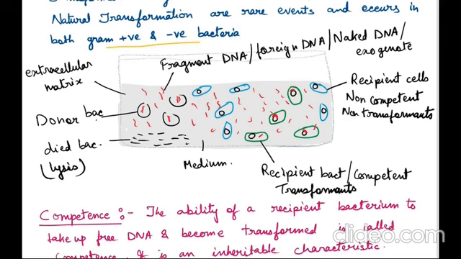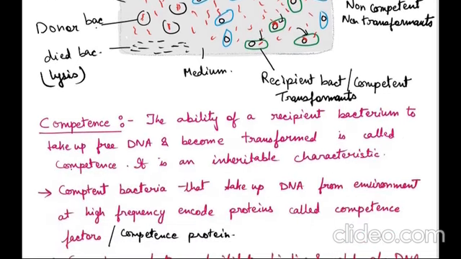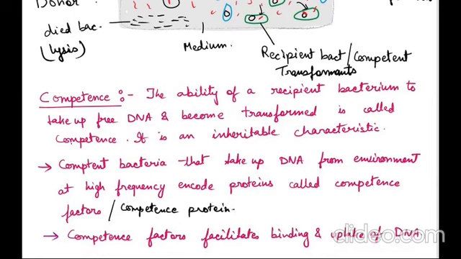You can see here the red part has entered. So the naked DNA has entered inside these cells, and then it has incorporated itself. These are the recipient cells or the competent cells. Now let's talk about what is competence. Competence is the ability of a recipient bacteria to take up free DNA and become transformed. It is an inheritable character. So all the cells are not competent. Some are competent, some are non-competent.